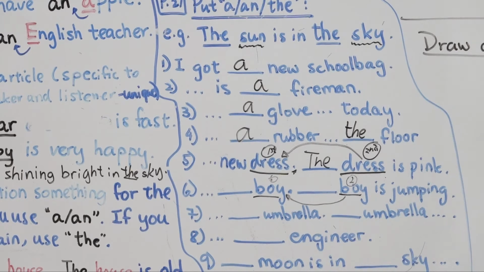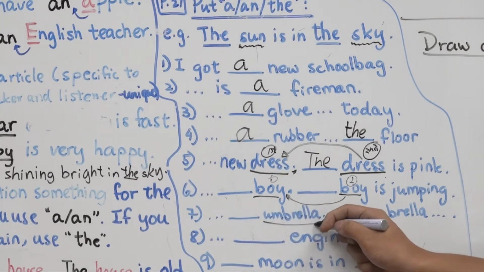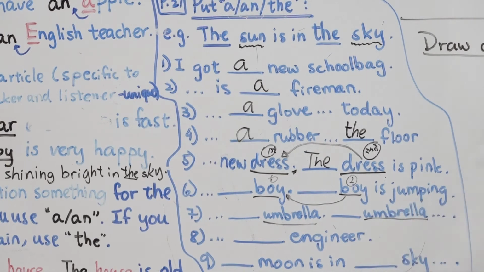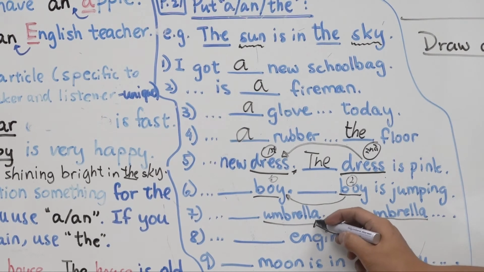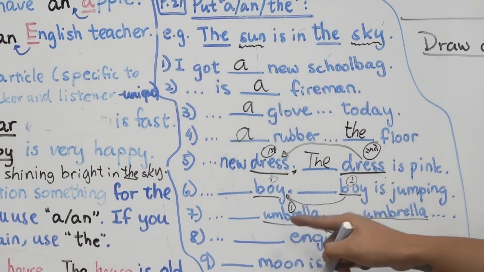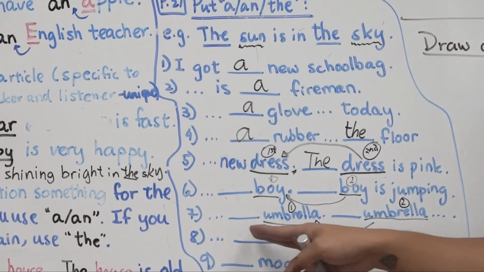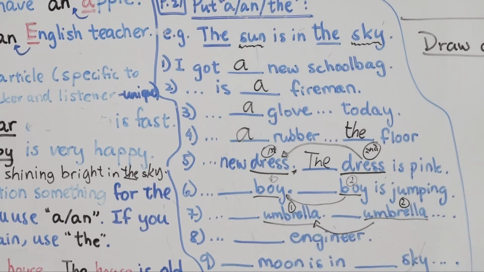Okay, now let's go to question number 7. I have blank umbrella. Blank umbrella is very big. So again, we have umbrella in the first sentence and umbrella in the second sentence. We know that the umbrella in the second sentence is the same umbrella as the first sentence. So the first sentence umbrella is the first time we mention it, and the second sentence's umbrella is the second time we mention it. What do we put in the first and also the second? And also, we have to watch out if it's a consonant or a vowel for the first time we've mentioned. So that's a hint for you.